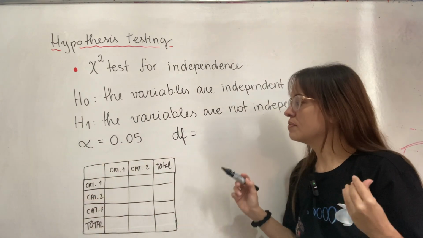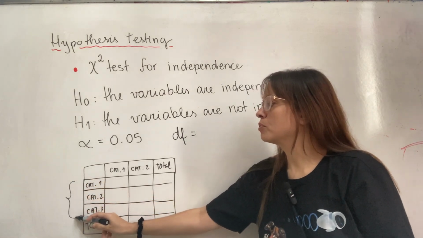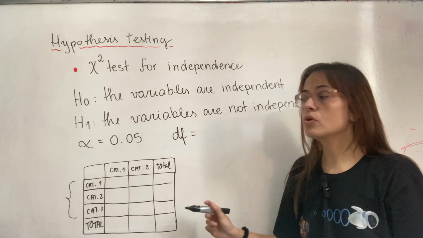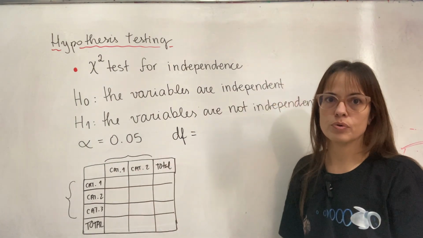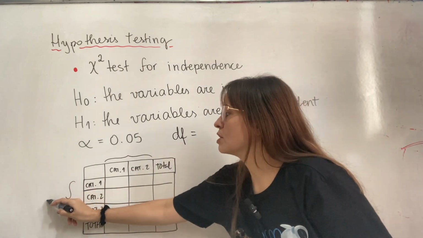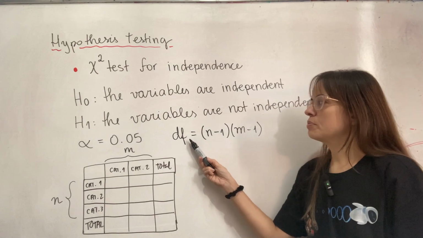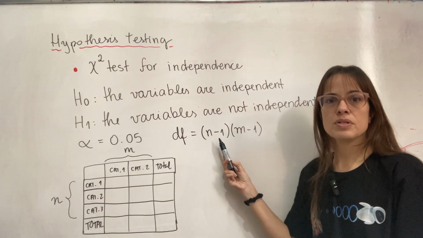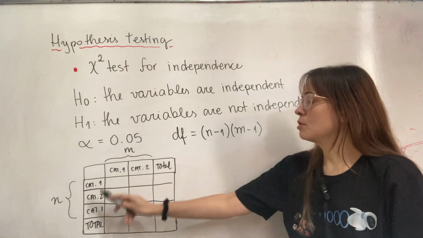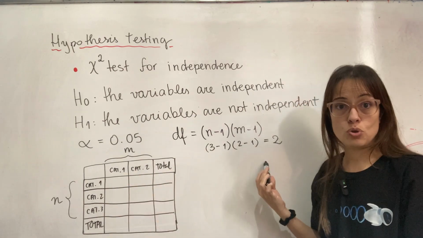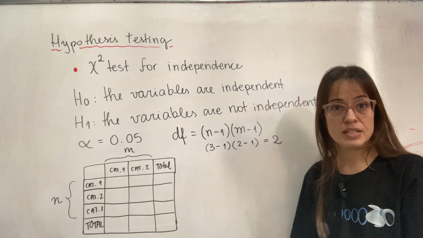variable. So in this example, I am categorizing one of the variables in 3 different categories and the other variable in 2 different categories. So if we call this number n and that number m, then the degrees of freedom are calculated by (n minus 1) times (m minus 1), which in this example here would be 2, but that's not the example that I'm going to use in my data set.